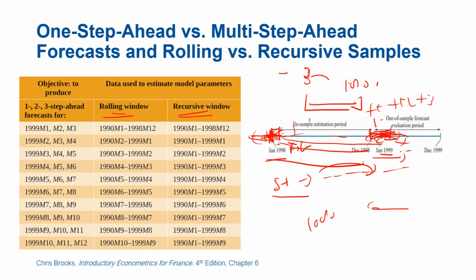So to summarize this video, we learned some terminologies related to forecasting. These included one-step versus multi-step ahead forecast, in-sample versus out-of-sample prediction, and rolling versus recursive methods of forecasting.